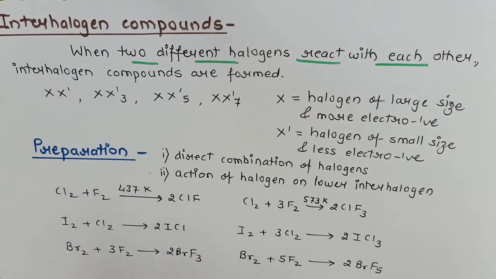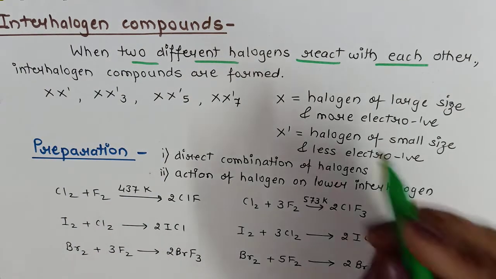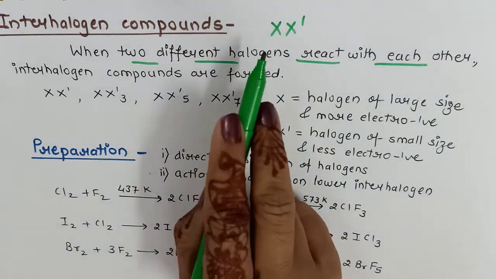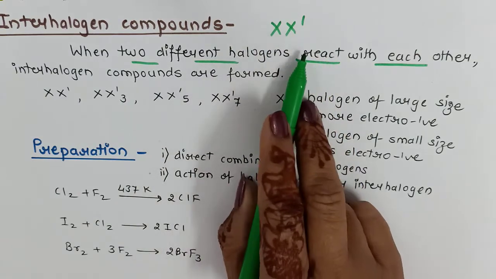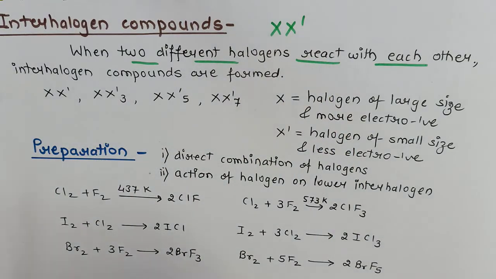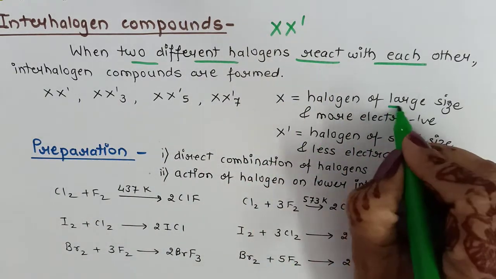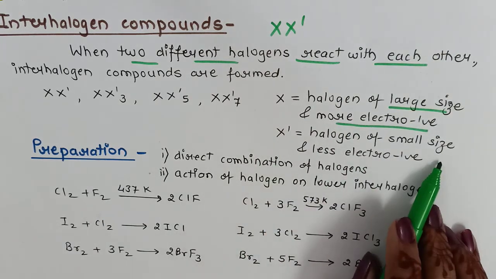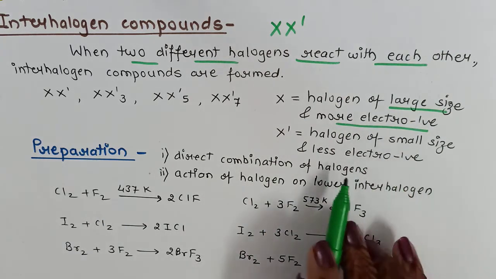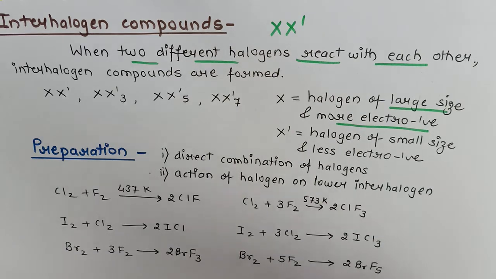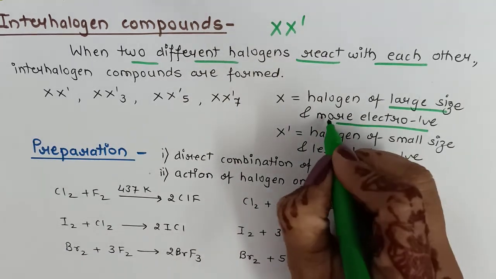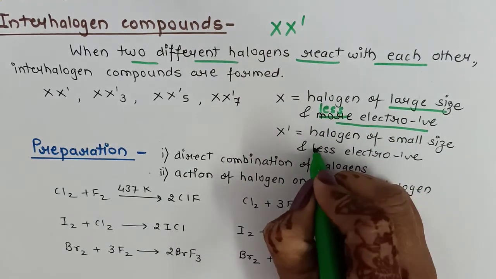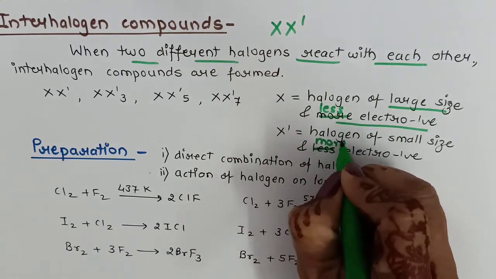Now since both are halogens, interhalogen compounds are commonly represented as XX', where X is one halogen and X' is a different halogen. X is generally the halogen of larger size and more electronegative, whereas X' is the halogen of smaller size and less electronegative. Just make a change over here: X is less electronegative and X' will be more electronegative.